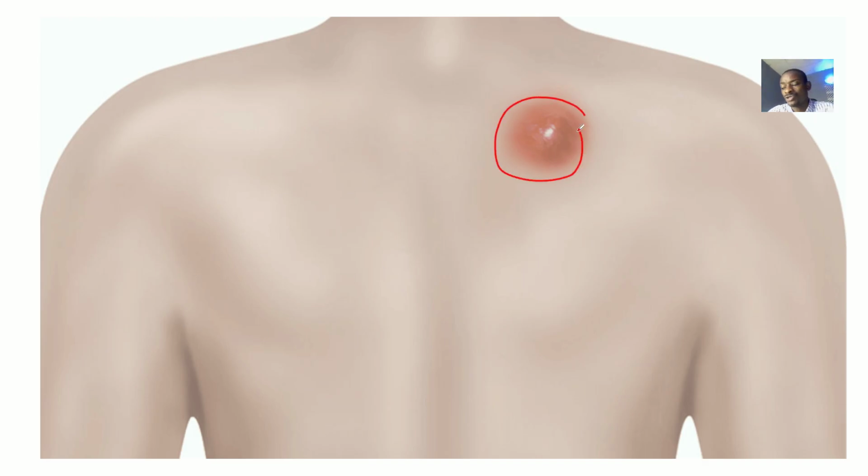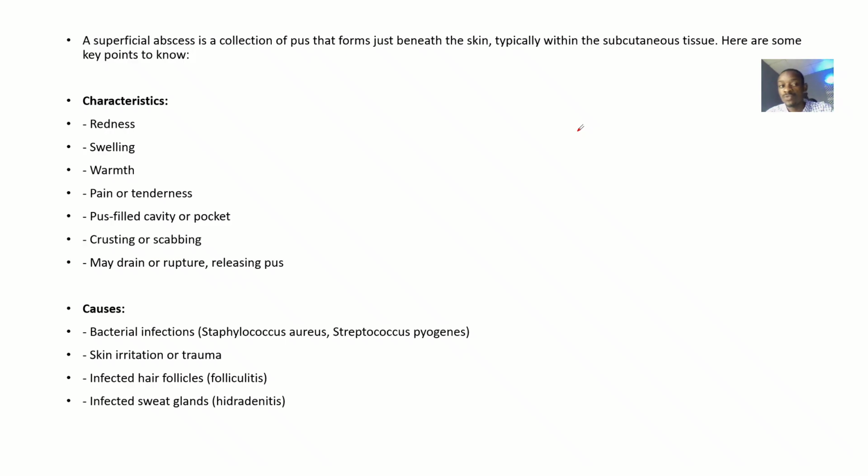So on that basis, let's look at the superficial abscess, which is what we have here. You could just have a collection of pus, which is just subcutaneous, just beneath the skin. So this one is a superficial type. We say that the superficial abscess is a collection of pus just beneath the skin, typically within the subcutaneous tissue.